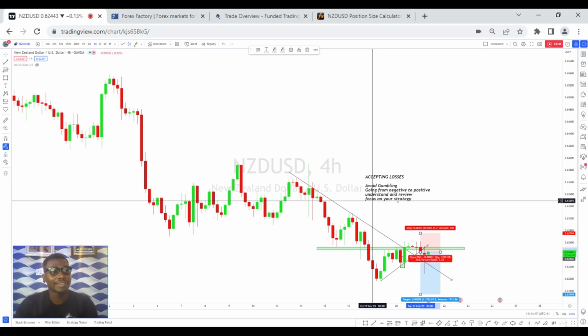So these are the important things that I've been able to talk about on NZD USD. First of all, I talked about accepting losses. It is very important for you as a trader, for us as traders, to accept losses and take responsibility for them. Next one is avoid gambling. Do not gamble with a certain amount of money.